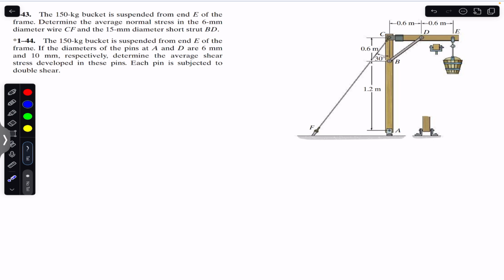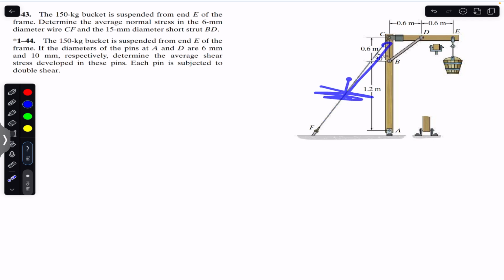So now the strategy for the solution of this problem is that first we will find the force or the tension in this wire, the force in this BD member, and for the shear stresses we must find the support reactions at A, and then we must find the force on the pin which is at A, and then we must find the force in the strut, because that strut force will be the force of the strut on the pin.